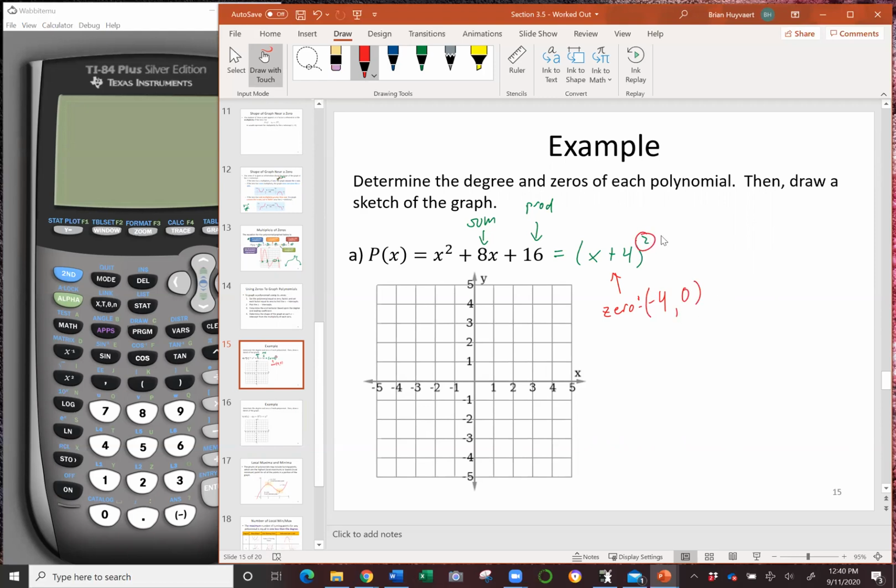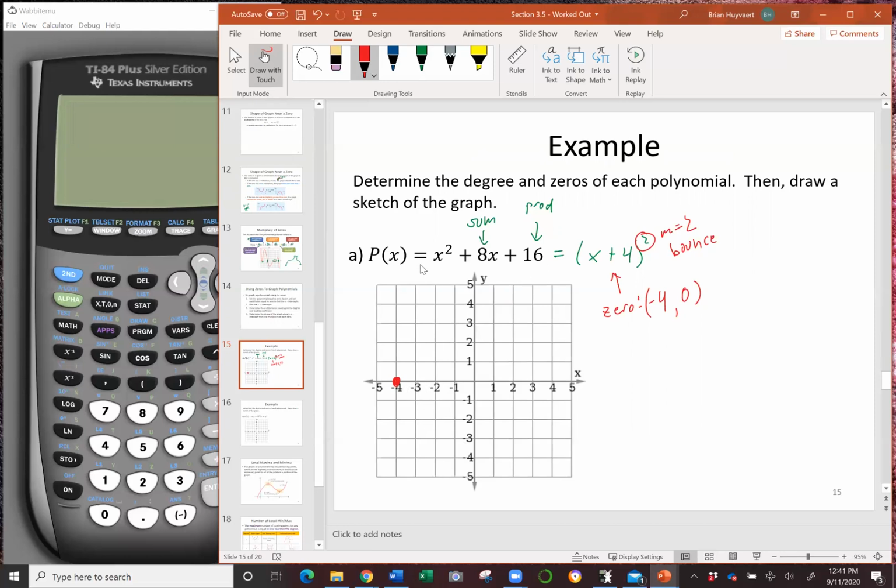And then we have multiplicity of 2, which means that we're going to bounce off the axis. That's how I like to say it, I just bounce off the axis. So let's go to -4 over here. And we say, okay, well, that's great. I'm going to bounce off the axis, but am I doing that from above or from below?